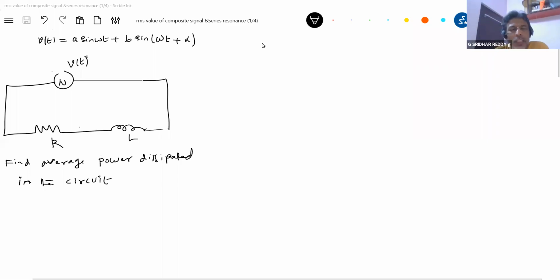Morning, all of you. In today's class, we'll discuss what happens if an RL, RC or RLC circuit is energized by a composite AC signal. So what is that composite signal? You can look here: A sine omega t, B sine omega t plus alpha. Till now, we confined ourselves to only A sine omega t. What happens if a composite signal comes like this?